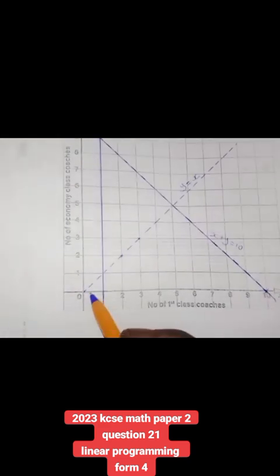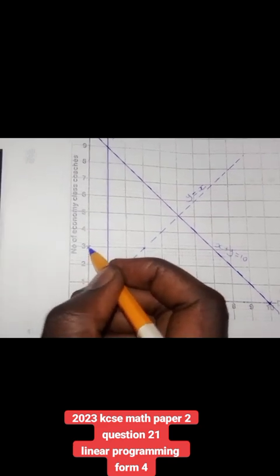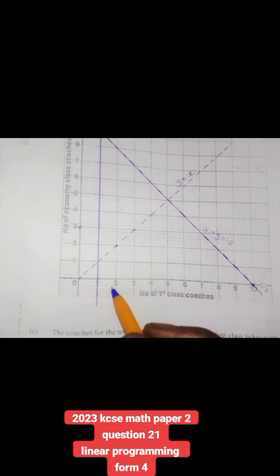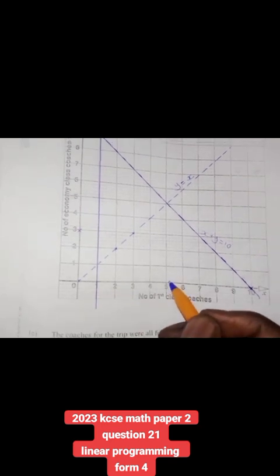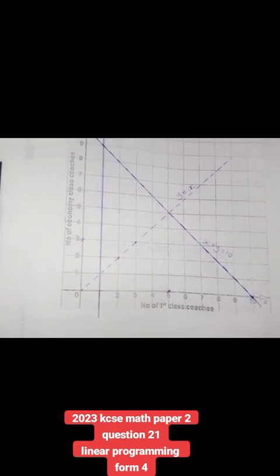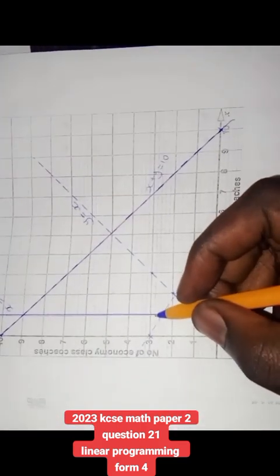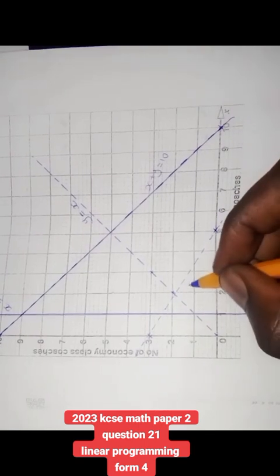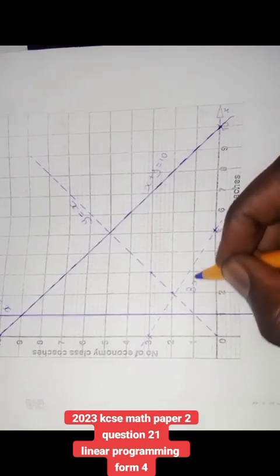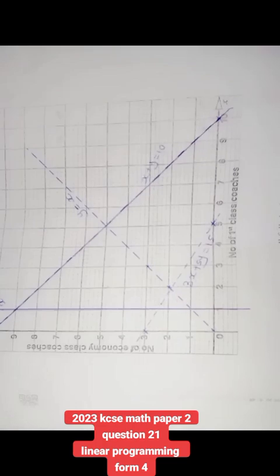Then on to the last equation, when x is 0, y is 3. So you see x is 0, y is 3. So it is there. And x is 5, y is 0. So I just need 2 points. Then I join these 2 points here. That one also has to be broken. So after you break it, you can write the equation there. This one is 3x plus 5y is equal to 15.